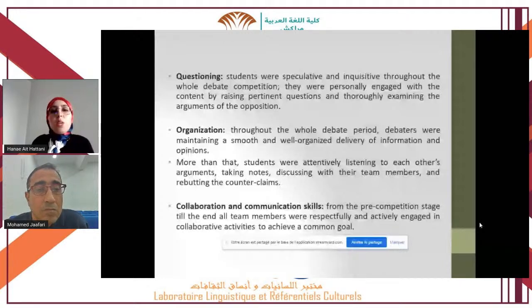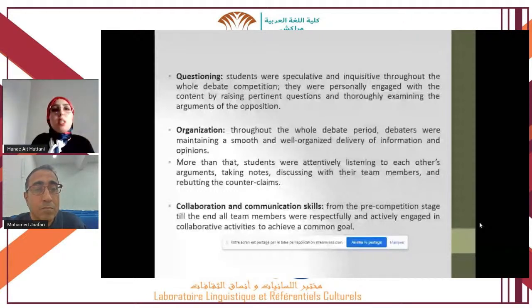Finally, we have collaboration and communication skills. So throughout the whole debate, from the pre-competition stage till the end, all team members were respectfully and actively engaged in collaborative activities to achieve a common goal. During the break that they had between the rebuttals, students were really exchanging opinions, sharing pieces of advice and motivating each other. So that was not only about learning, but we could witness a kind of interpersonal relationship while the debate was taking place.